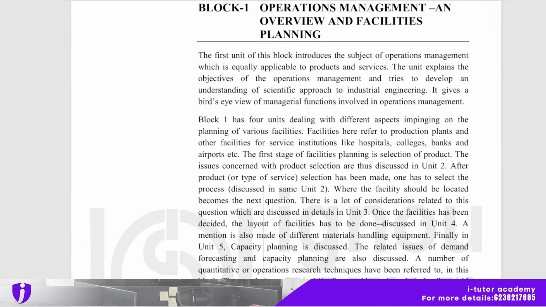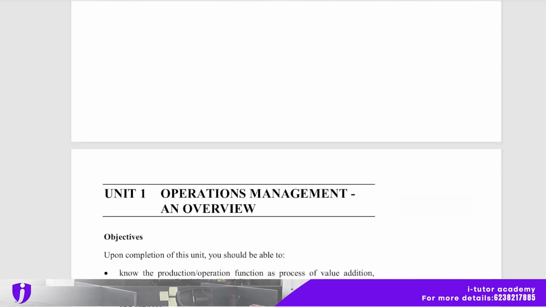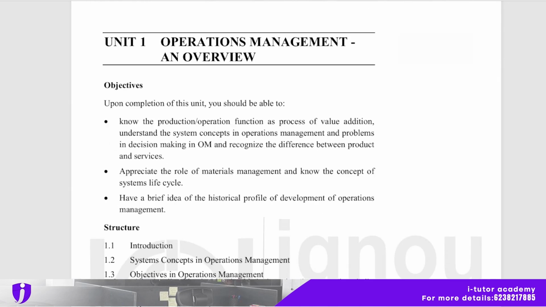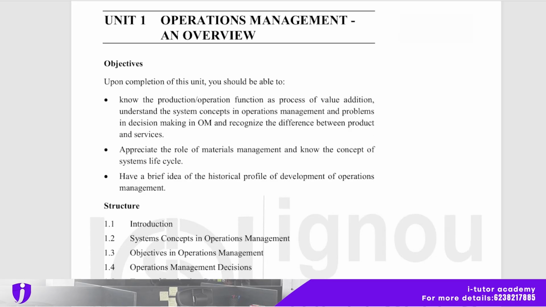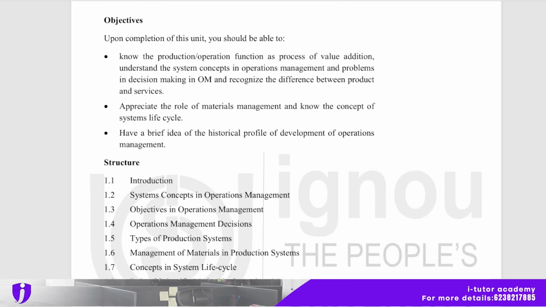Today we will discuss block 1, and unit 1 is operation management and overview. The objectives of this unit: upon completion of this unit, you should be able to know the production operation function as a process of value addition, understand the system concept in operations management and problems in decision making in OM, recognize the difference between product and service, appreciate the role of materials management and know the concept of systems life cycle, and have a brief idea of the historical profile of development of operations management. These are the objectives of this unit.